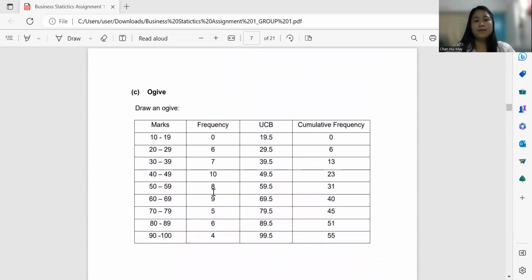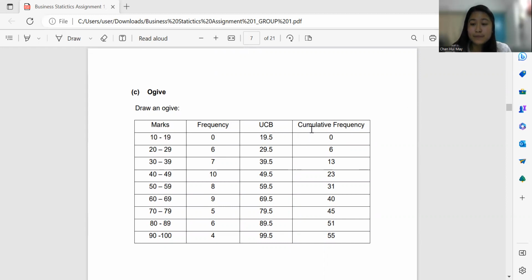After that, we will draw an ogive. Before we draw an ogive, we need to add on one extra class, which is 10 to 19, and put the frequency as 0. This is because when we draw an ogive, we need everything to start from 0.